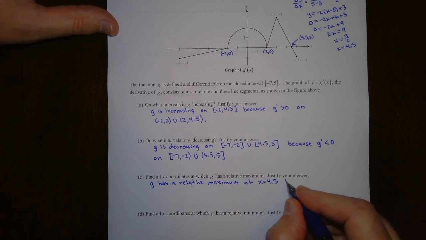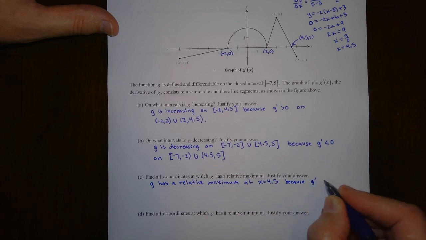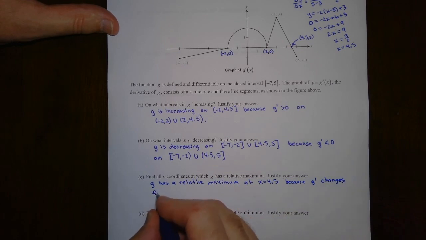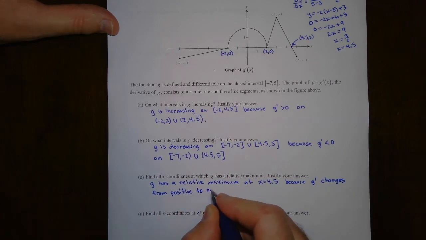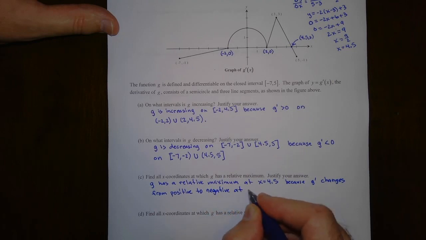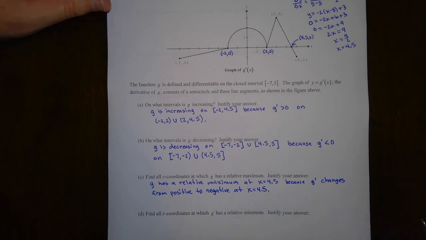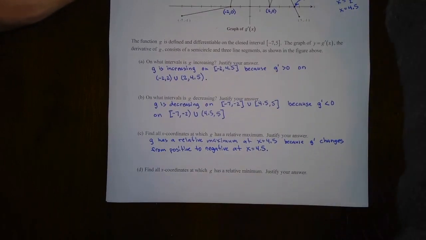But we say it's because g prime changes from positive to negative at x equals 4.5, period. Okay, I'm going to slide this up a little bit so we can see it a little bit better. I'm going to zoom in.